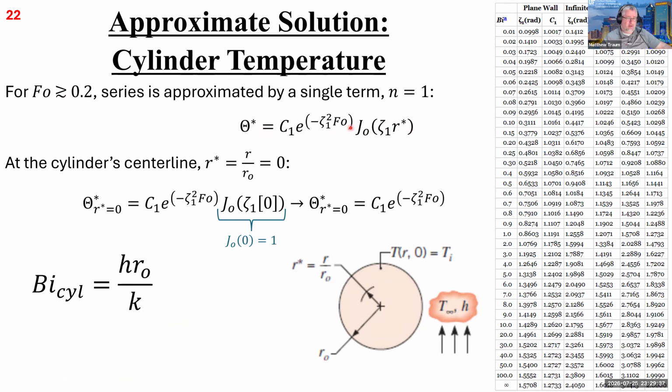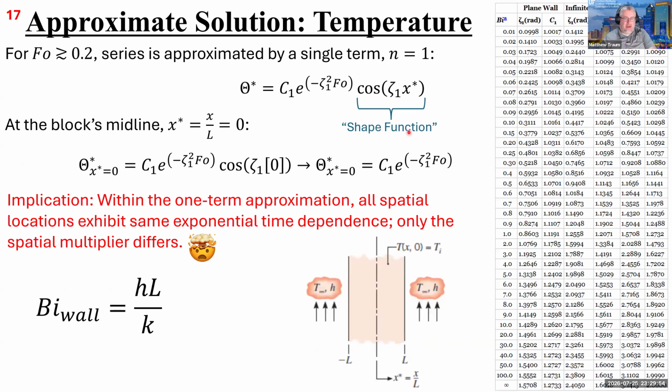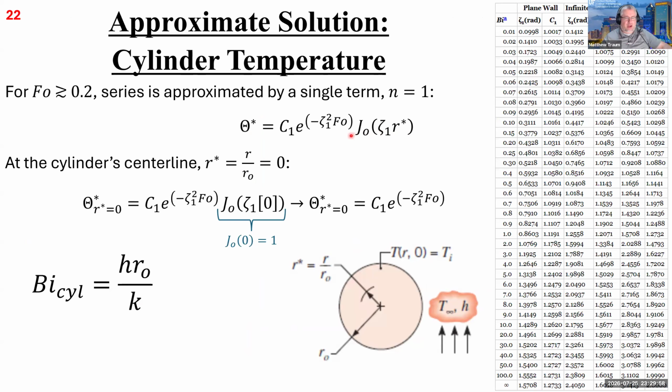It's typically the approach. We're going to do the same thing we did before in terms of determining the center line temperature. Once you define the center line temperature, then you can use the shape function, just like we did before for the plane wall, right, to get the temperature or the dimensionless temperature for any location, right?